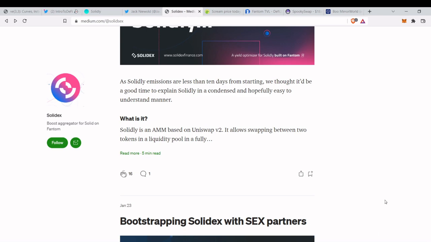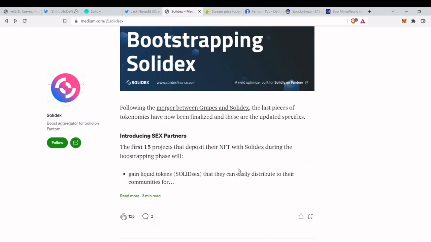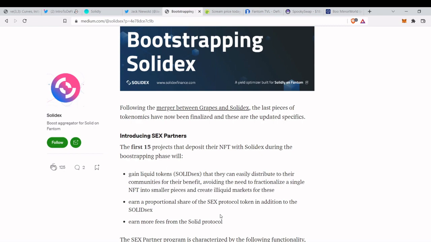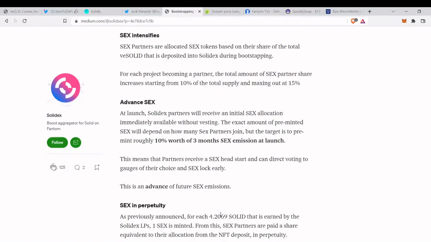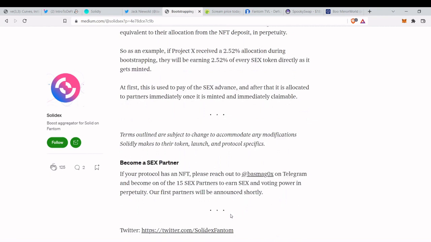The branding is incredibly memey. Like when you stake your Solid tokens on Soldex, you'll get Solid Sex, and when you invest LP on Soldex, you get not just Solid rewards but also Sex rewards, and for every 4.2069 Solid you'll get one Sex. So they get a 10% cut from earned Solidly LPs, and 5% will be given to Solid Sex, Solid LPs, and 5% will be distributed to the Sex lockers. So you'll make Sex work for you.